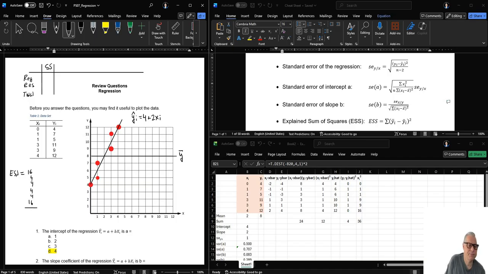So now we can sum that up. That is 16, 20, 24, 28, 32, 36, 48. So the explained sum of squares of the regression is 48.